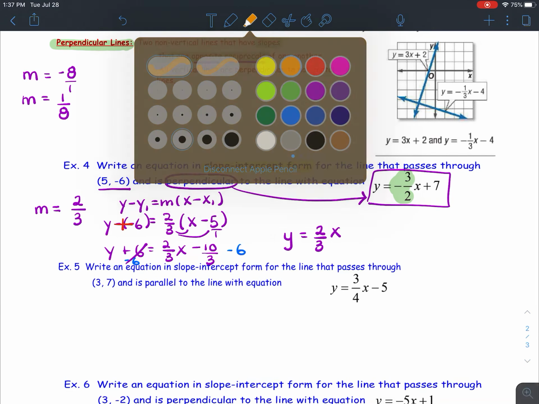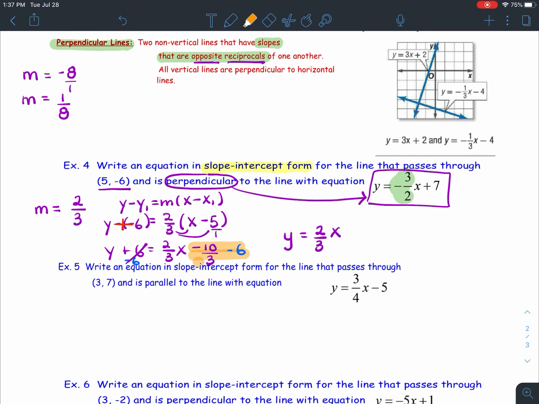Okay, what you're going to do on your calculator is you're going to type in -10/3 minus 6. Okay, and you're going to see a decimal there. I do not want you to write the decimal. You need to switch that decimal into a fraction by pressing the math button and then choosing option 1 for fraction. Okay, and it'll switch that decimal into a fraction, should show you -28/3. That is what you need to write down as the y-intercept.